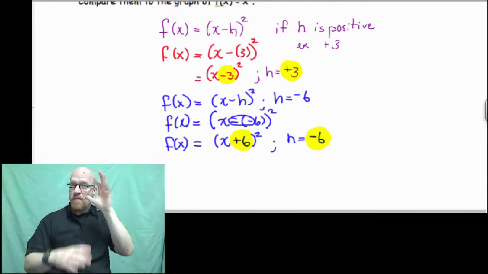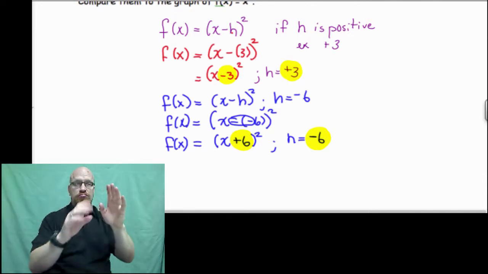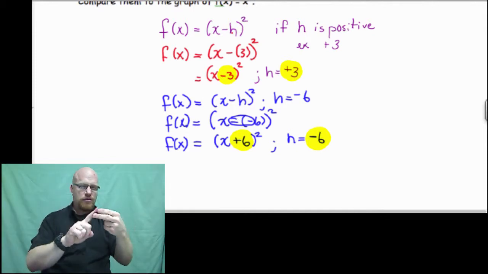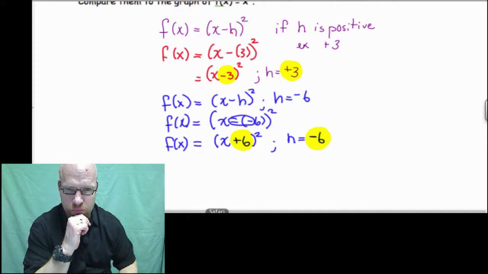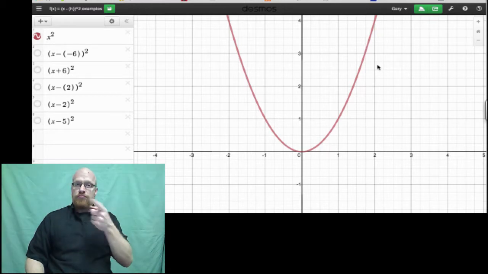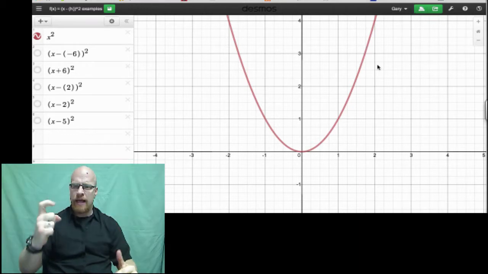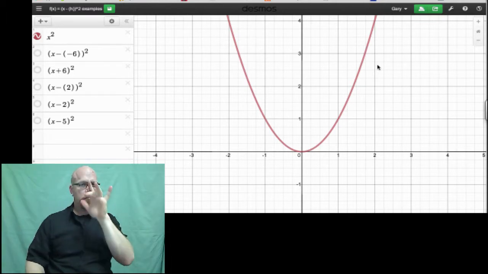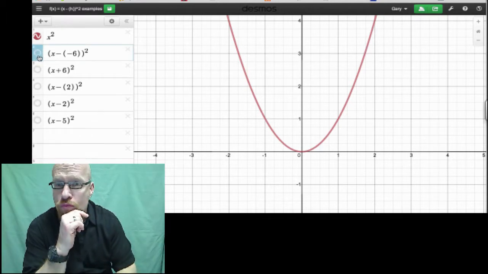Okay? And we're going to discuss the graph right now, and I'll show you what happens from the parent function f of x equals x squared to these quote-unquote children functions. So x minus h, quantity squared, is going to move the graph left and right, and we'll see that in a minute. Our red graph in front of us is the parent function, f of x equals x squared. The one below that is x minus parentheses negative 6, the whole quantity squared. I wanted to put that in there so it was clear what was going on.